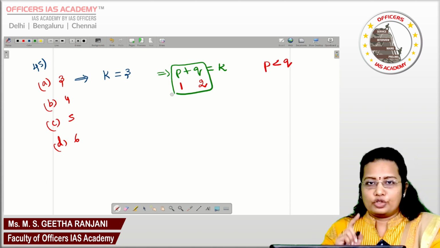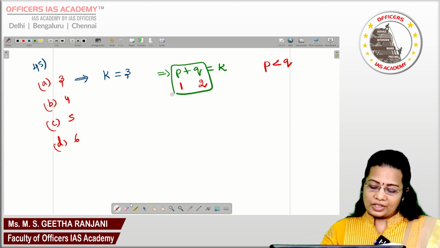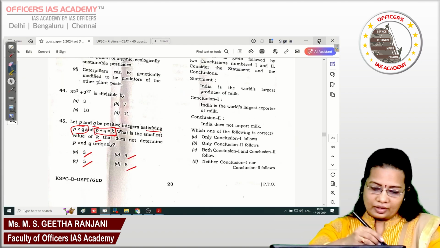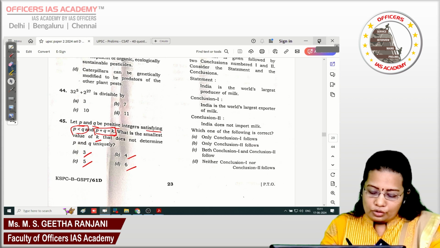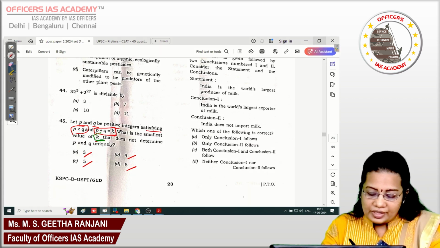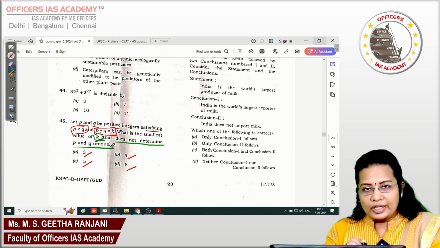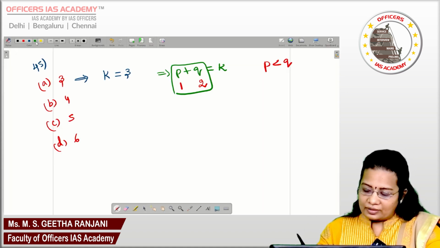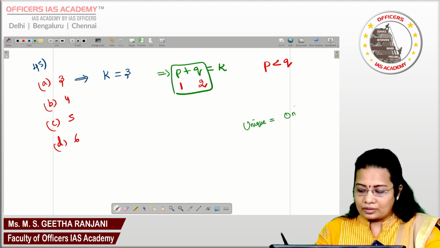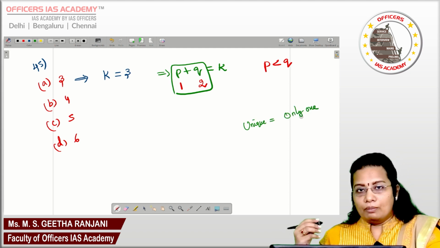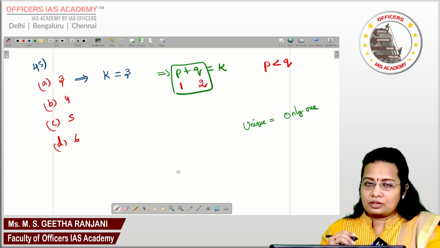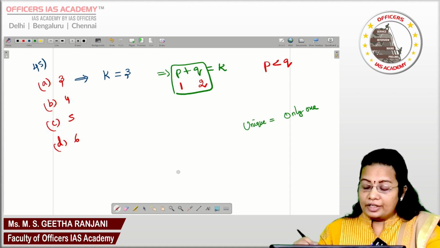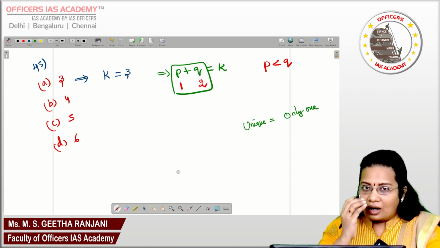So I got one unique value. The question is asking you to choose the K that does not determine P and Q uniquely. What is the meaning of uniquely? Unique means only one answer. We want to get only one answer. There should not be more than one possibility. So that is the meaning of uniquely. Here, it should not have unique answers. So in such a way, you want to select the option.